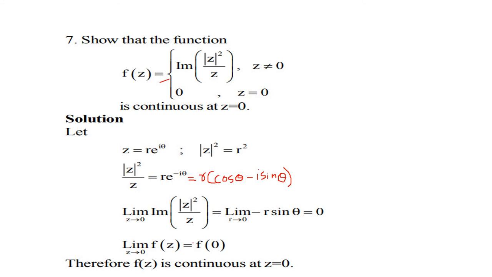So the limit as z tends to 0 of imaginary part of mod z square by z is equal to the limit as r tending to 0, since z tends to 0 becomes r tending to 0. Its imaginary part is minus r sin theta and its value is equal to 0. So the limit as z tends to 0 of f of z is the same as f of 0, and f of 0 is 0. From the question we have f of z equal to 0 at z equal to 0, so f of 0 is equal to 0. Therefore the function f of z is continuous at z equal to 0.